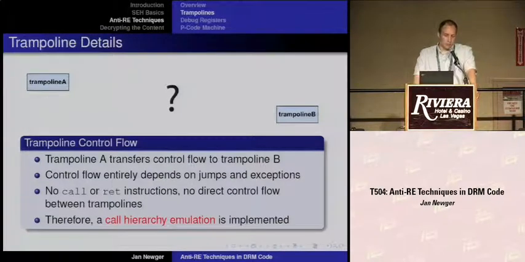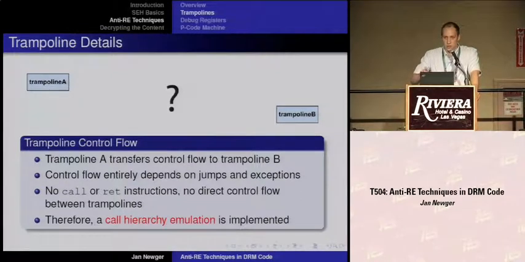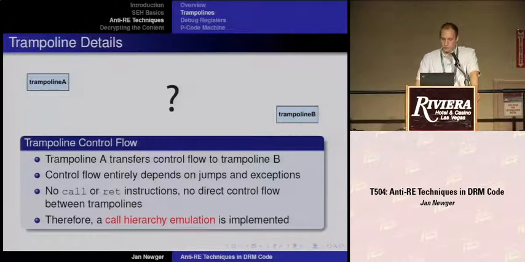Okay, so let's see some details about the trampoline control flow. In this situation, trampoline A wants to initiate a control flow change to some trampoline B. And it's important to note that the control flow entirely depends on jumps and exceptions. That means there's no such thing as a call to a trampoline because everything goes through exceptions. That means there's really no direct control flow between A and B because everything goes through the exception handlers.